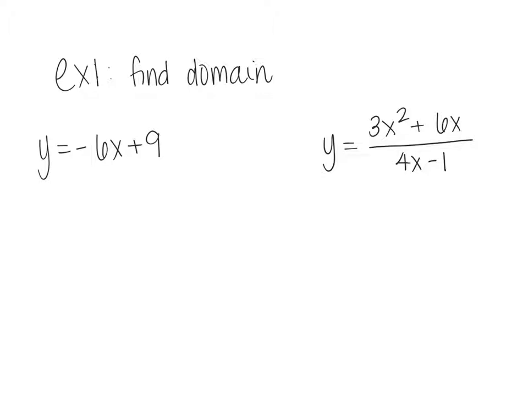So find the domain. Notice they gave me an equation. They didn't give me a graph, so I don't do the left to right, bottom to top, all that stuff. They gave me an equation. So think about this equation. This is a line, and I should know that because coming out of chapter 4, it has a y-intercept of 9, and then a slope of negative 6 over 1. So I'm going to go down 6 and over 1.